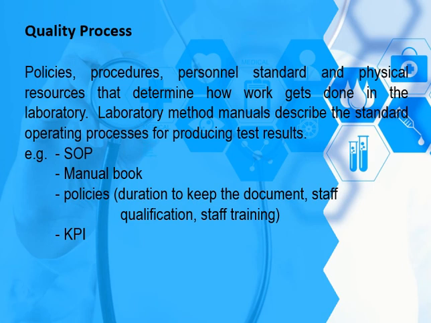So for quality process, it is the policies, procedures, personnel standards, and physical resources that determine how work gets done in the lab. So lab method manuals describe the standard operating procedure for producing test results. So the quality process will include the SOP, manual book, policies, and document of KPI.